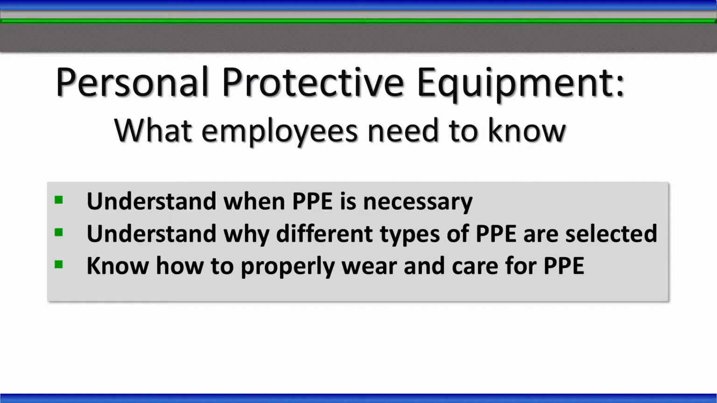OSHA mandates that we assist in retraining individuals when one of these three circumstances occur. Either there's a change in the workplace that renders the previous training obsolete, there may be a change in the various types of PPE that's being used that would render, of course, previous training obsolete, or there's inadequacies in an employee's knowledge or the use of the assigned PPE that indicates the employee has not retained the requisite understanding or skill.